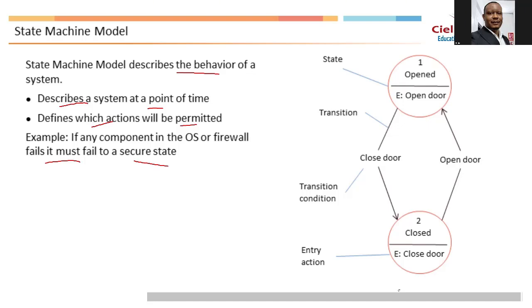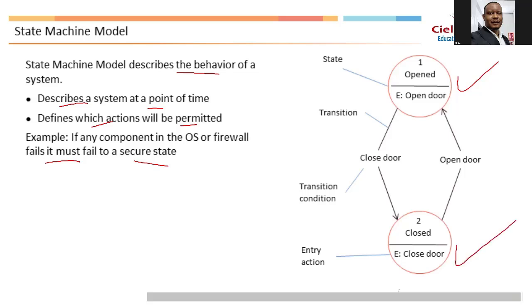In essence, it helps us monitor the status of the system to prevent it from slipping into an insecure state. It also shows us the current state of the machine and what could happen next. The state machine model helps us determine how a system behaves in various states. If you take a look at the diagram, you can see the various states there. The circles represent the states of the system, such as opened and closed.